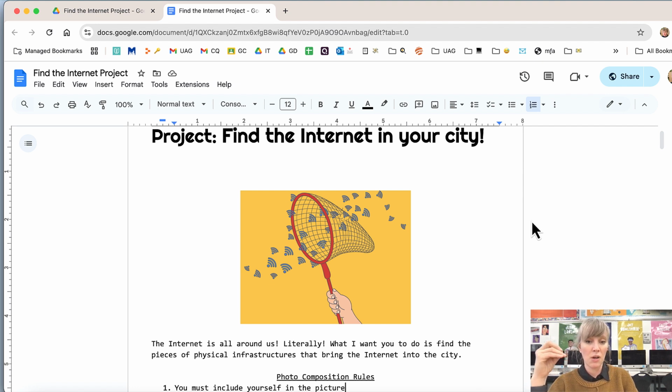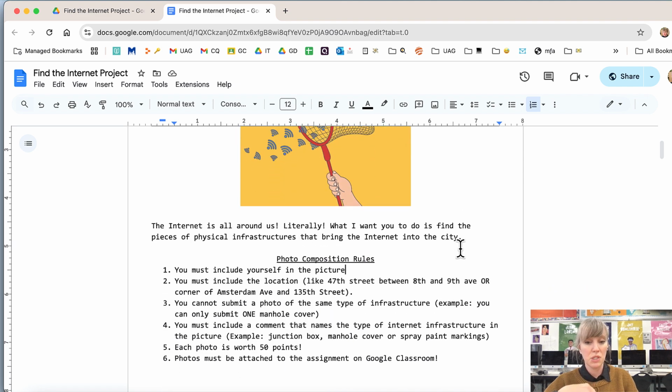And it has to be a selfie with a piece of internet that we see around the city, like physical internet that we see around the city. And I'm going to give you some examples of what to look for. But very briefly, the composition rules are you have to have yourself in the picture. Okay, so your face has to be in the picture. I have to be able to see it.